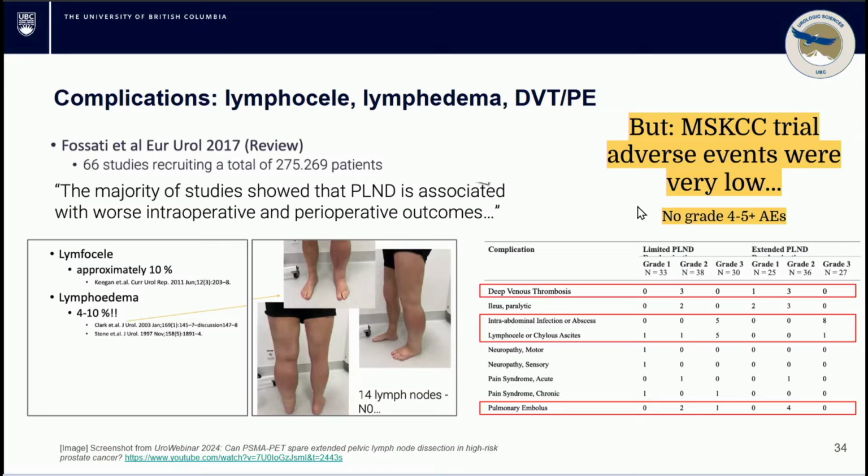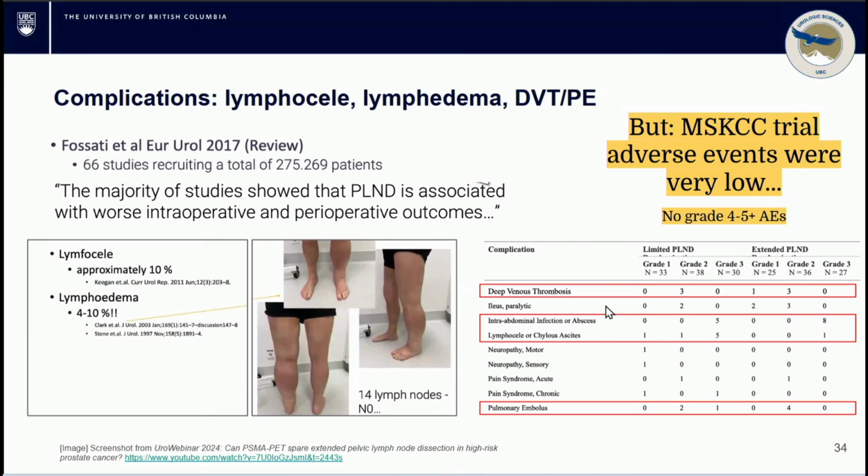The pictures that are here are from the patient of the presenter. He makes the point here that this patient's life is ruined from this complication. So I did have to say, though, that if you go back to the large 2-year trial, the incidence of adverse events was really, really low. And they didn't have any grade 4 to 5 complications. And for grade 3 lymphocele and chylous ascites, you had more events in the limited pelvic lymph node dissection group. Of course, there wasn't much of a dissection difference, but still.